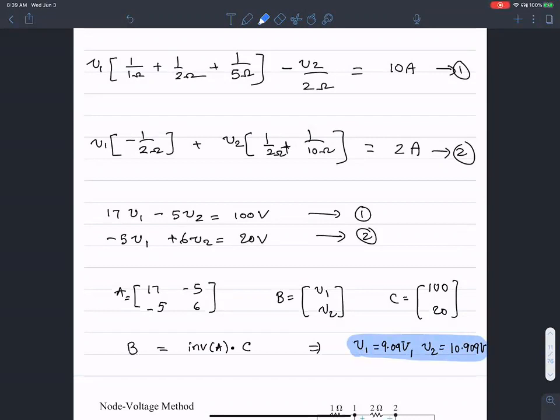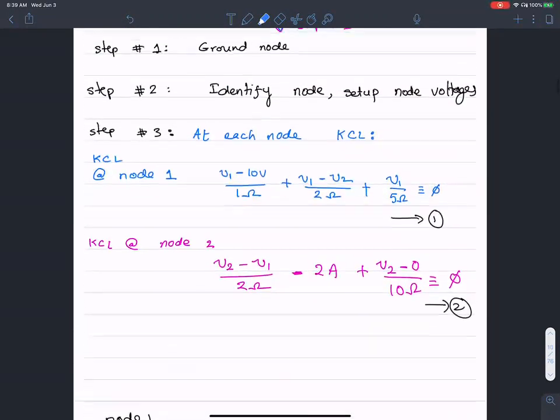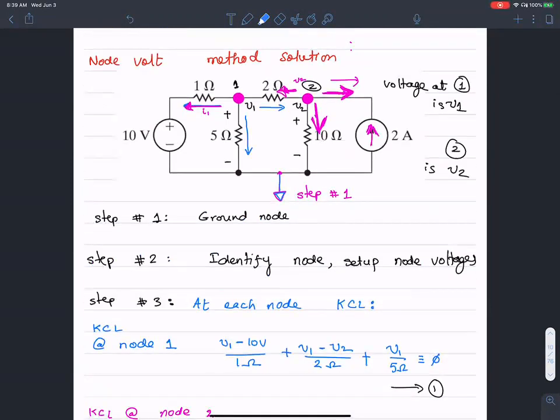So let me quickly recap what I have done. The main fundamental step here: there are basically three steps in the node voltage method. The first step is to identify a ground node. The second step is to identify different nodes and set up node voltages. And the third step is to look at currents flowing out of each of that node. Questions, please.